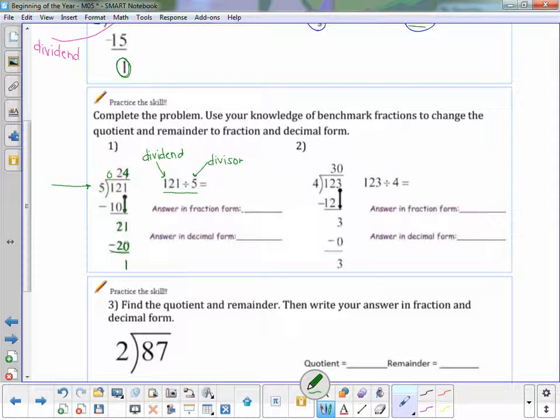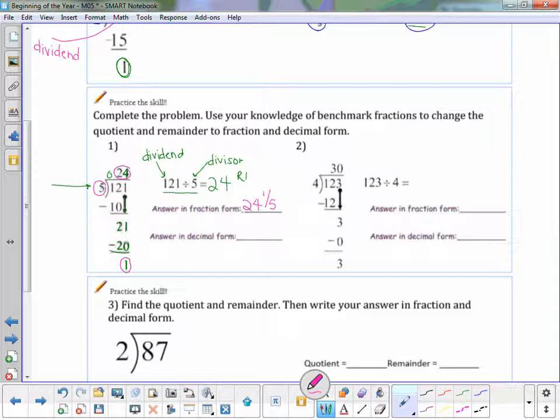Okay, so there are 3 ways I can write my answer. I can say that my answer is 24 remainder 1. That's one way I can say it. I can also write it in fraction form, and I can say 24 and 1/5. I'll show you how I got each of these.